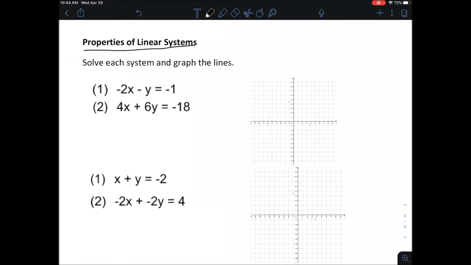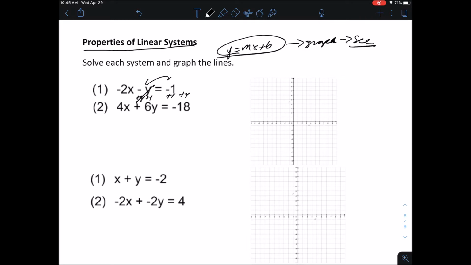All right, so the last video in this series on linear systems is about the properties of linear systems. What we're going to look at is what can happen when we graph a couple of lines. What are the different results that we can have? So the first thing I'm going to do is swap the lines into the y equals mx plus b form, and then graph, and then see what happened.